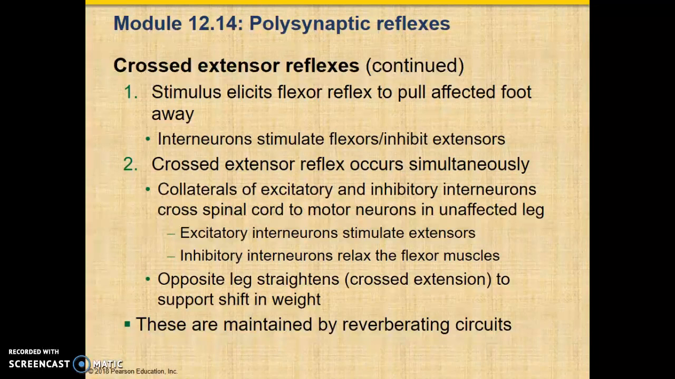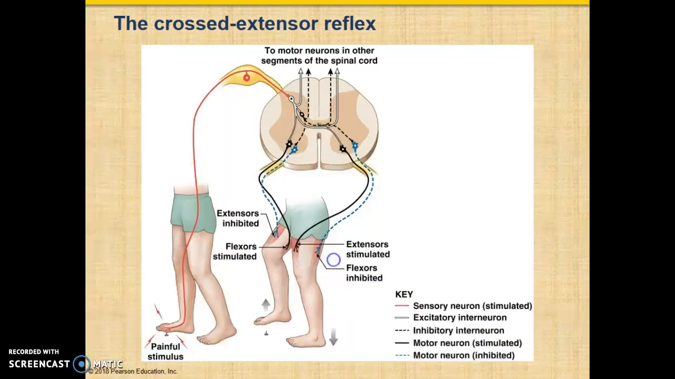There's a lot going on here. Just read through this. So you step on your right foot. In order to lift that right foot up, you have to extend your left foot, shift your weight over to the left side, and then you can flex your right damaged foot.